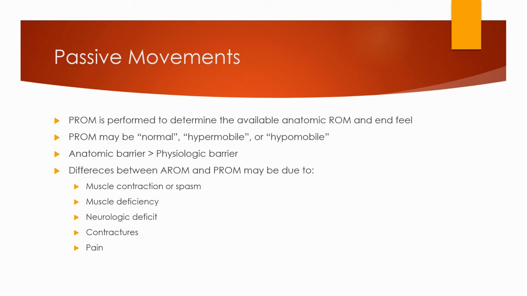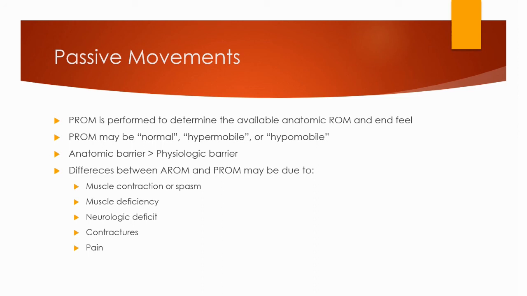Now, the purpose of passive range of motion testing is to determine the available anatomic range of motion and compare the available anatomic range of motion with the examinee's physiologic range of motion that they give you on active range of motion testing. Remember that the anatomic barrier to passive range of motion testing is always greater than the physiologic barrier. So the passive range of motion should be greater than the physiologic examinee active range of motion. And passive range of motion can be classified as either normal passive range of motion, hypermobile passive range of motion, or hypomobile passive range of motion.